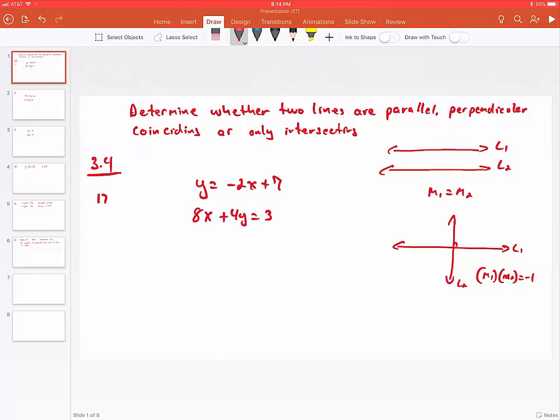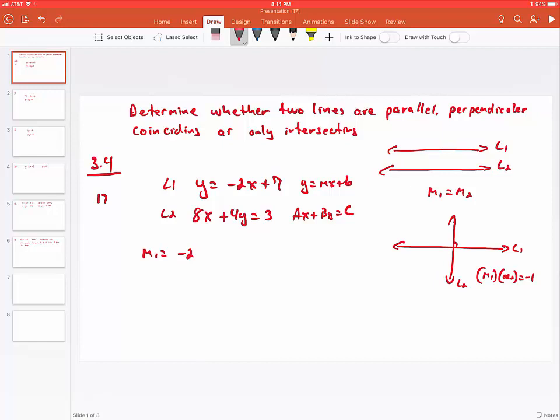And so here for this particular example, what we have to do is find out what is the slope of each line. I'm going to call this one line 1 and this one line 2. The slope for line 1 is -2, and the reason is because this equation is in the form y equals mx plus b. Now, line number 2 is in standard form, which is ax plus by equals c.